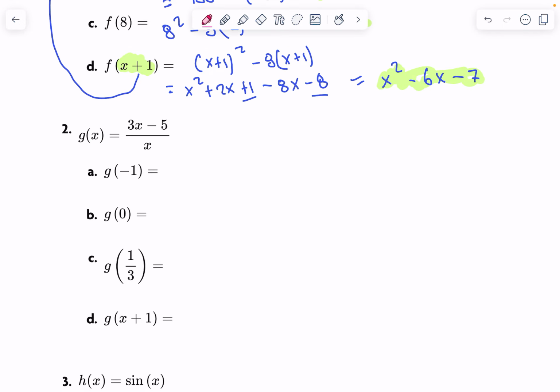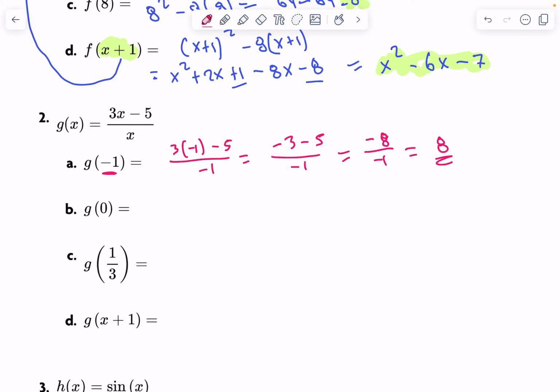Now, same concept, we have a different function g, and this is how it's defined: 3x minus 5 over x, and we're trying to figure out what g of negative 1 is. So let's plug in negative 1 for x. Negative 3 minus 5 over negative 1 is equal to negative 8 over negative 1, which is equal to just positive 8.